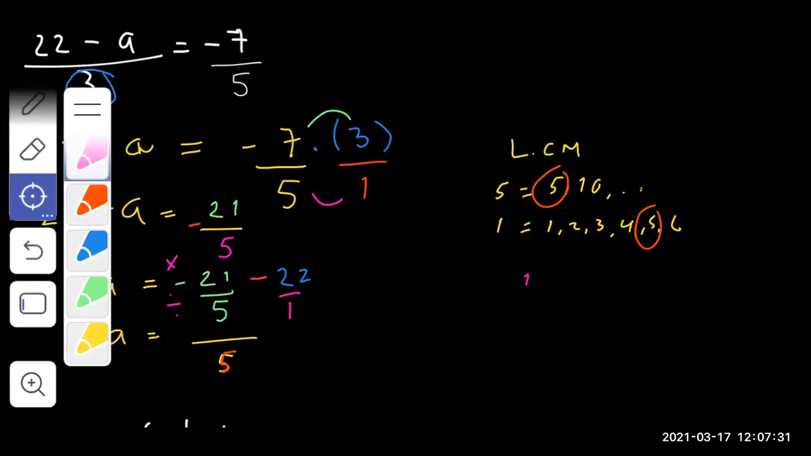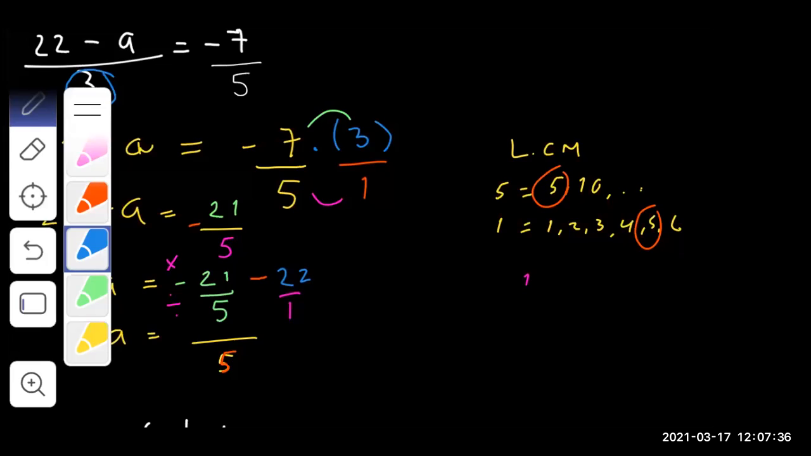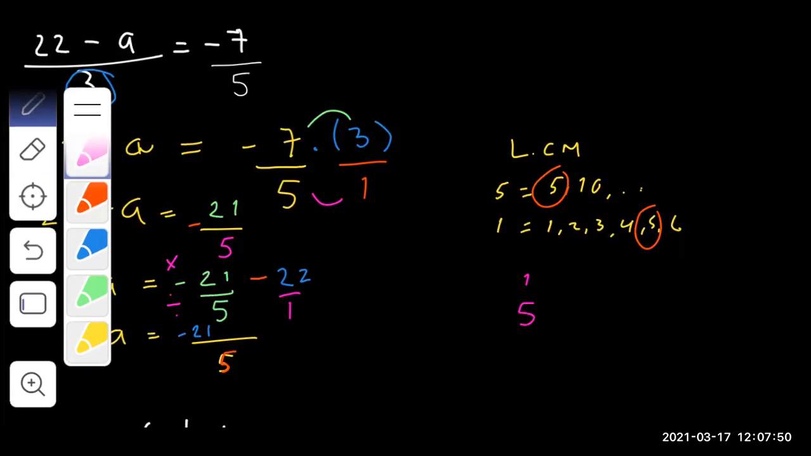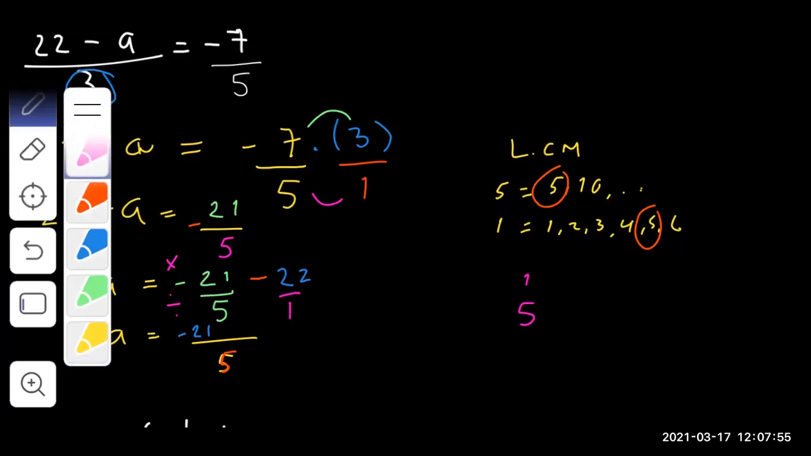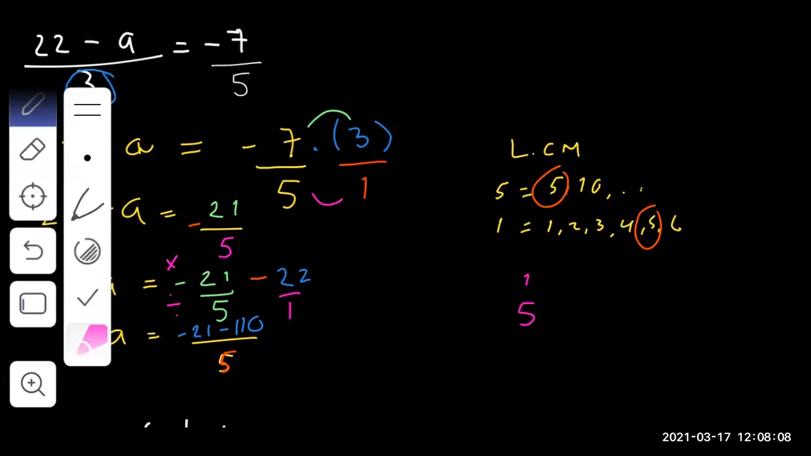is 1. And 1 multiplying -21, 1 times 21, is negative 21. Let's move on. The next will be 5 divided by 1, which is 5. 5 times 22 is 110, and it's going to be negative. Negative 110. And that's what we got, guys.